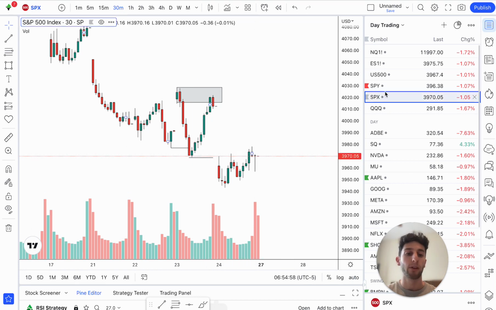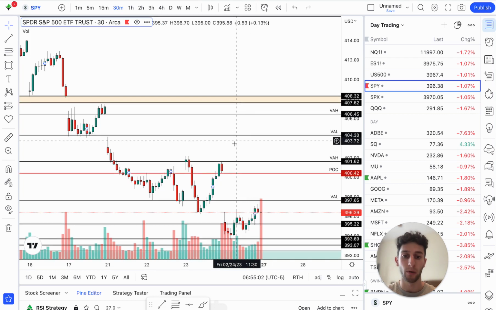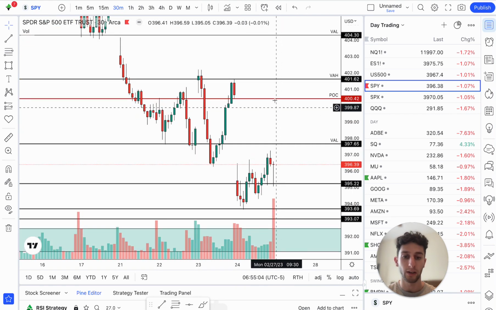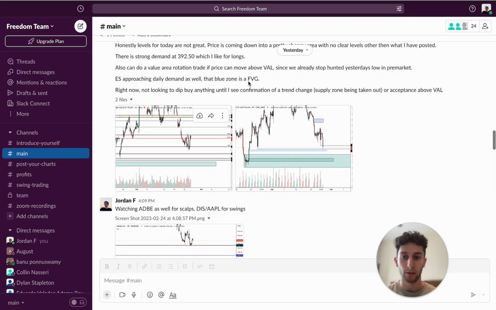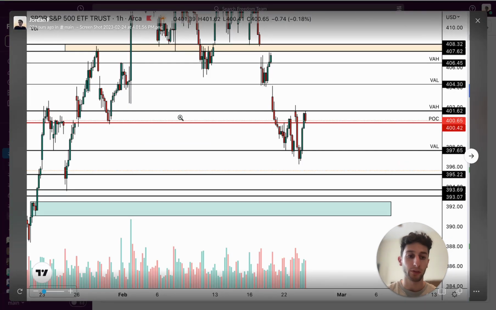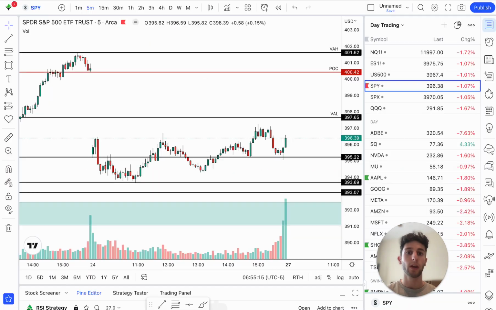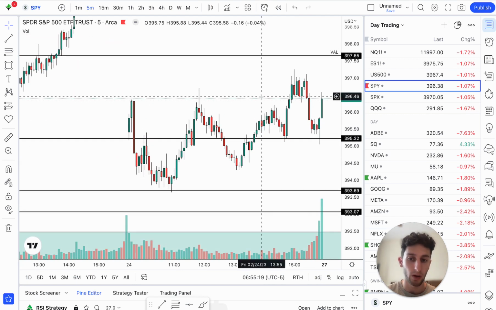So let's go ahead and look at SPY. So I had a few different levels coming into the market, showing the plan I did on SPY. So in the morning, I put in my morning group, basically said value area rotational trade. These were the levels I put in the group. And if we look at the SPY chart, the levels are the same exact thing here. They ended up working out very, very well, right?